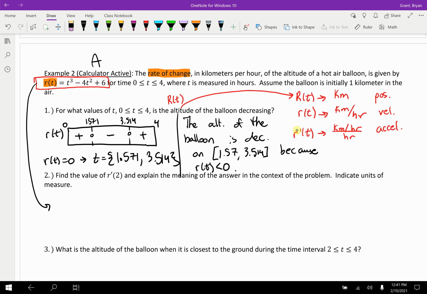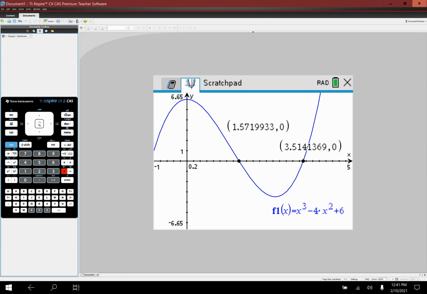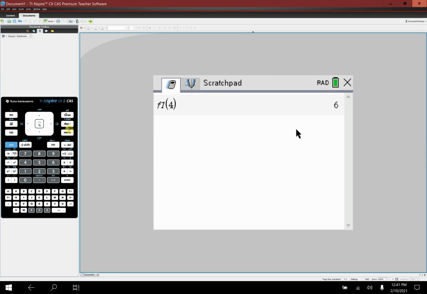You find r prime of t, and I have every confidence that you can take the derivative of that equation. It's not terrible. But the faster way is, because you have to take the derivative and then substitute and plug that into your calculator, why not just have your calculator do everything for you? We learned how to take the derivative last semester, so no reason to spend too long on this.